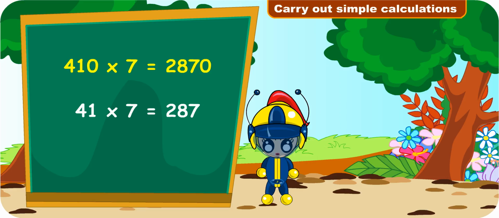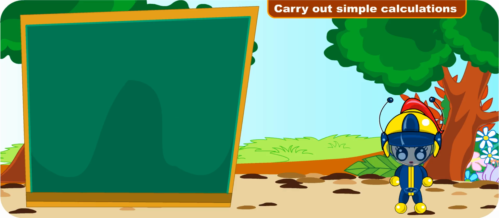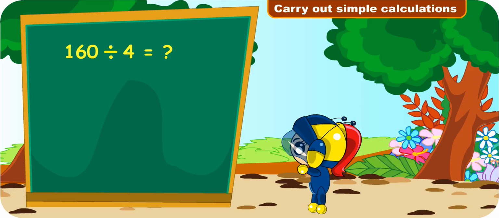Splendid work, Turbo Girl. Want to learn more about this trick? I can show you how to divide tens and hundreds by a one-digit number. That's great, teacher. Let us consider this. 160 divided by 4. Just as in multiplication, we ignore the 0 and solve 16 divided by 4 first, which is equal to 4.